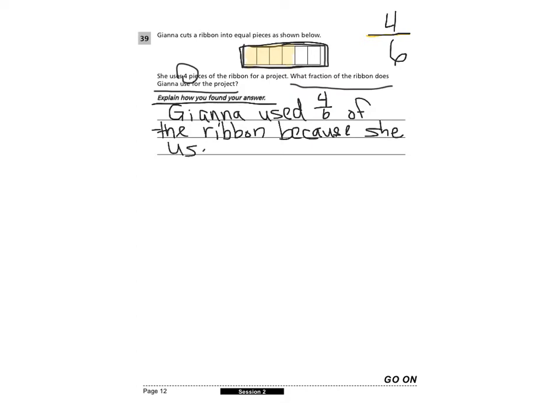So we can say Gianna used 4/6 of the ribbon because you can say she used 4 pieces out of the whole.